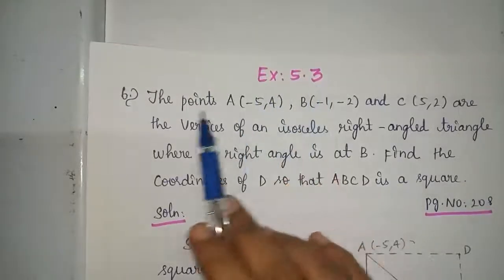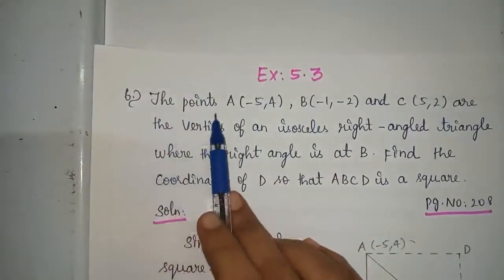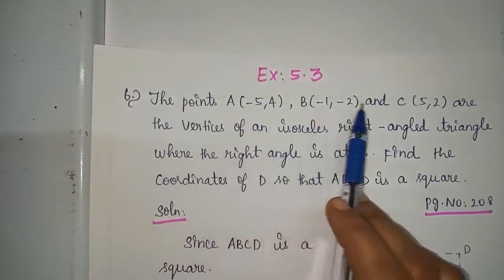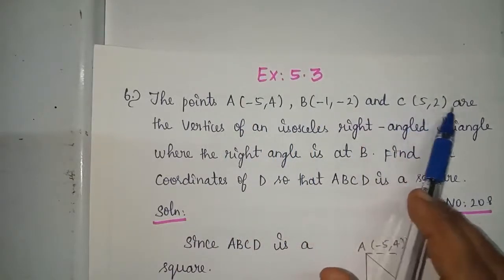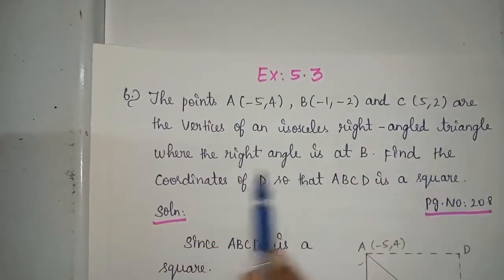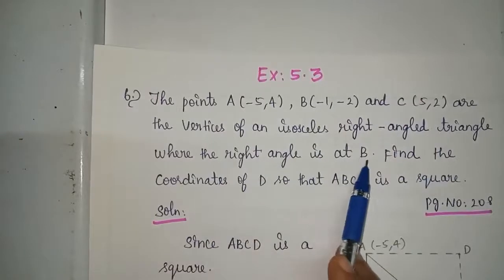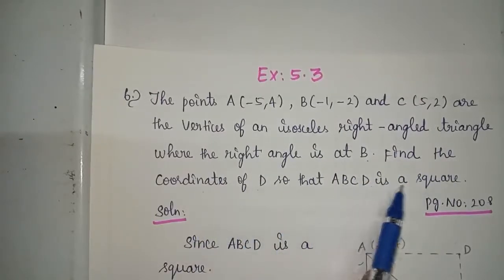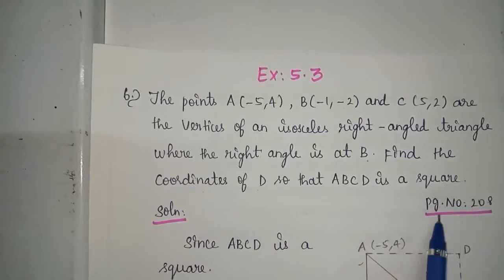Exercise 5.3, problem number 6. The points A(-5, 4), B(-1, -2) and C(5, 2) are the vertices of an isosceles right angled triangle where the right angle is at B. Find the coordinates of D so that ABCD is a square. The problem belongs to page number 208.